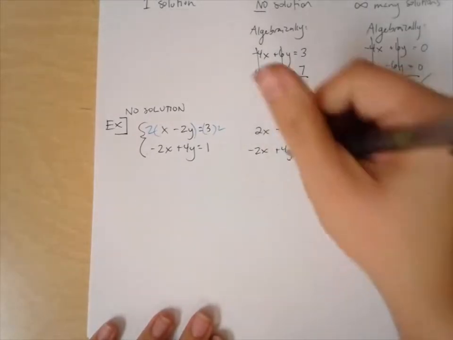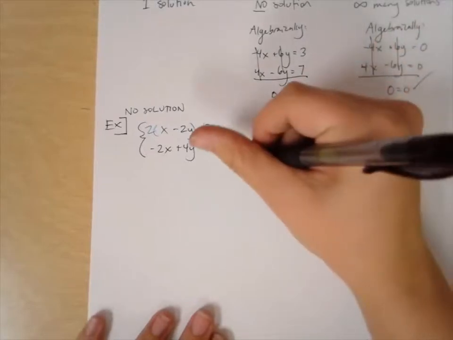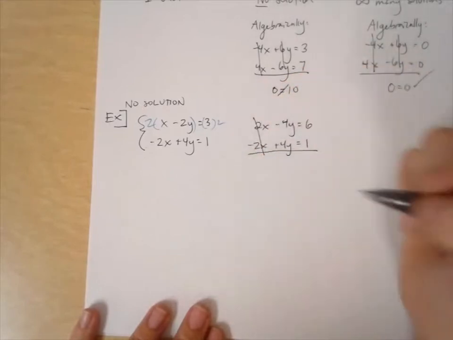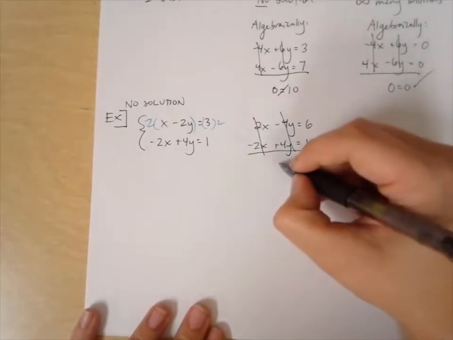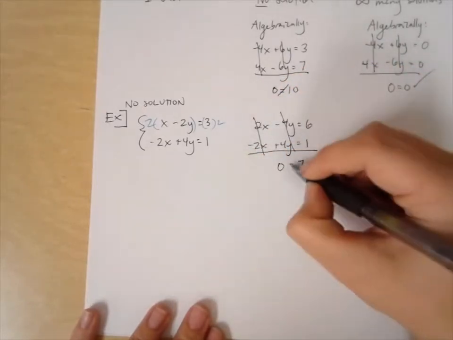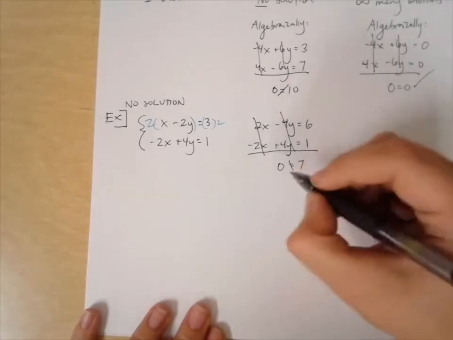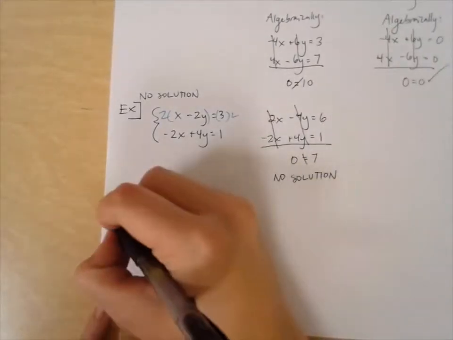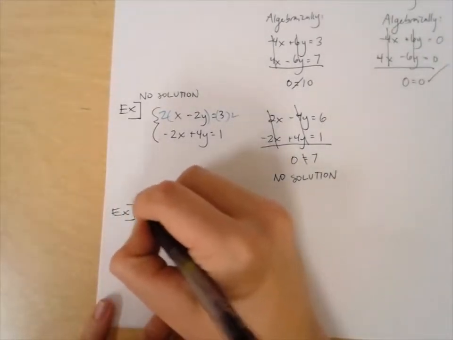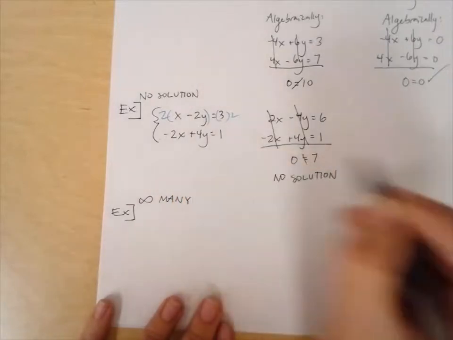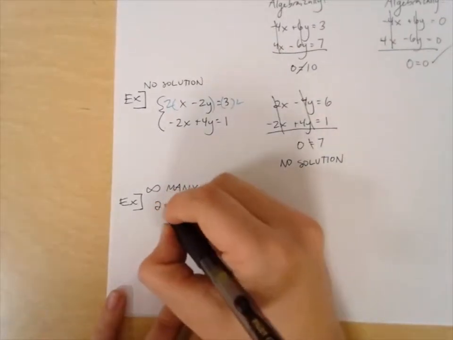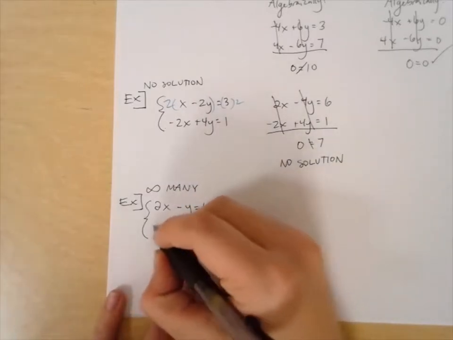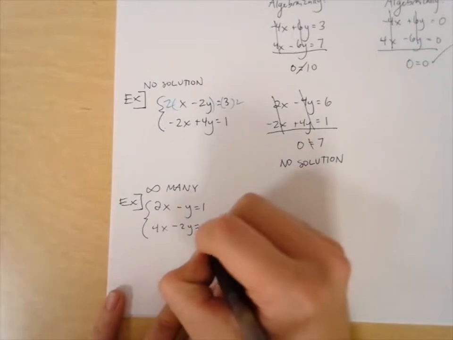All right, that being said, let's cancel. Again, you're going to see a parallel happen here. My x's will cancel, my y's will cancel, and I get 0 equals 7. That is not a true equation, so what I can say then is no solution. Infinitely many solutions might look like this. I have, let me do my fancy bracket, 2x minus y equals 1, and 4x minus 2y equals 2.